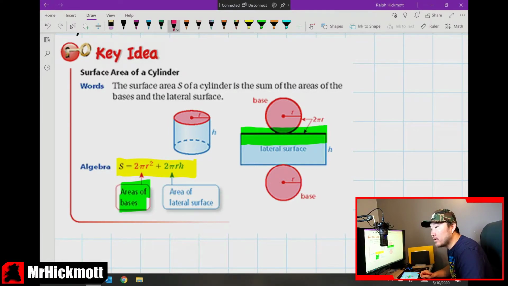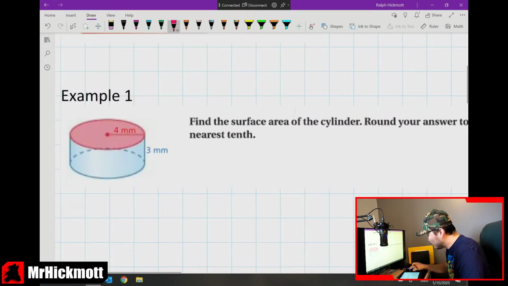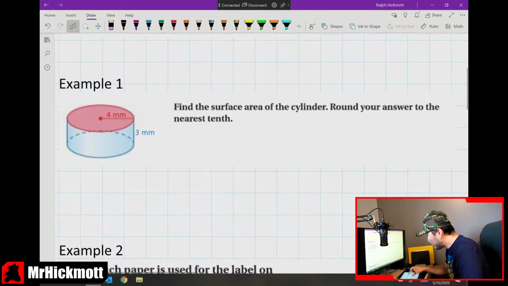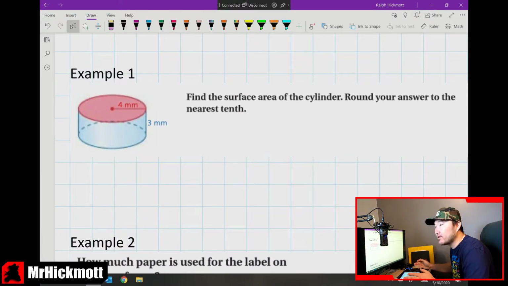So let's go ahead and see if we can apply this. For the most part in this section, this is it. This is the formula, and that's all you really have to know. We're just going to apply it. So let's roll down to example 1. Very standard: find the surface area of this cylinder, and round your answer to the nearest tenth.